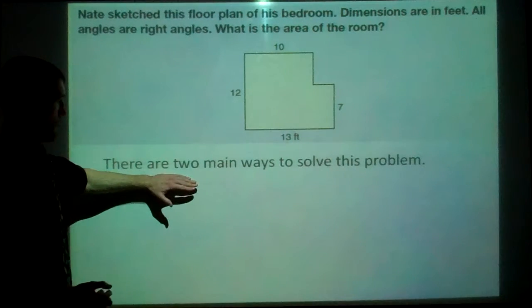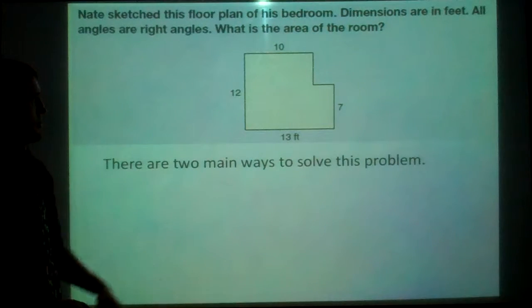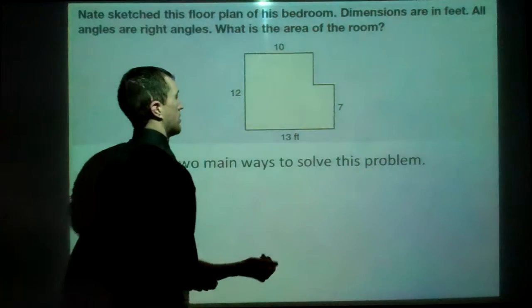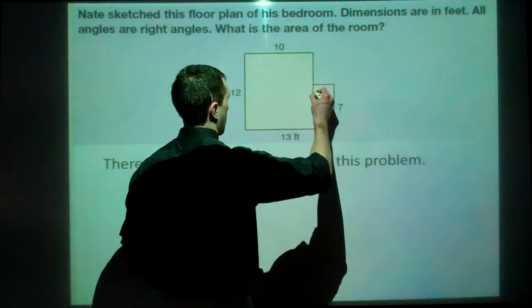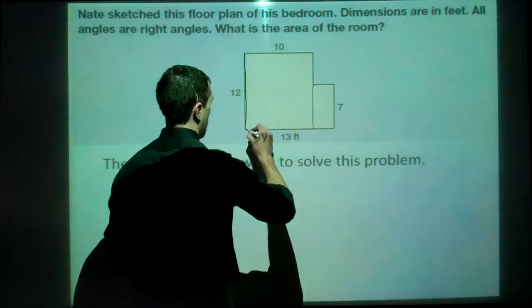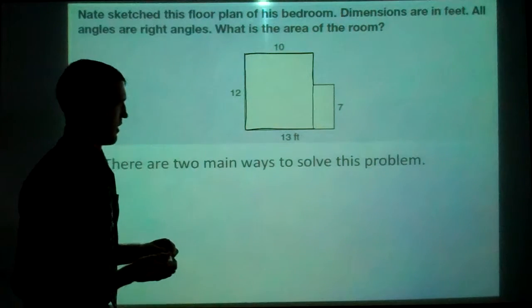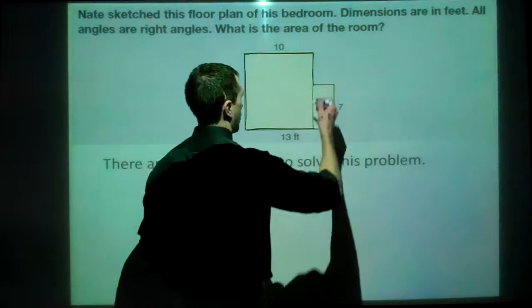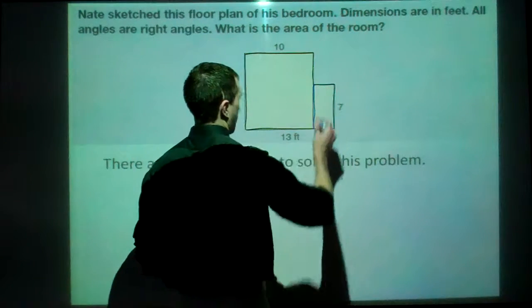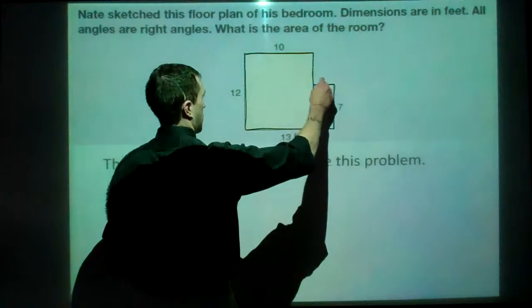So there are two main ways to solve this problem. There are actually many ways to do it, but two main concepts or ways to do this. I'll show you one way. What we can do is break this into two rectangles. So maybe I take that and extend it right there. And then we have this rectangle right here. And then I have that little one off to the side right here. Now the only thing that we need to do is figure out this missing piece right here.